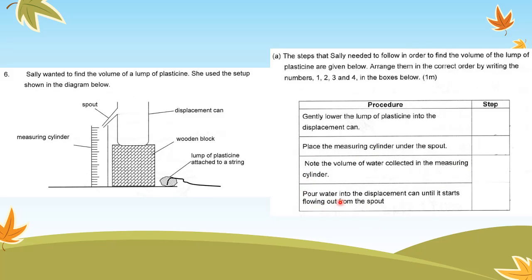1 should be pour water first. 2 should be place the cylinder. 3, put the plasticine in. 4, measure the volume being displaced. Okay, that should be the way.